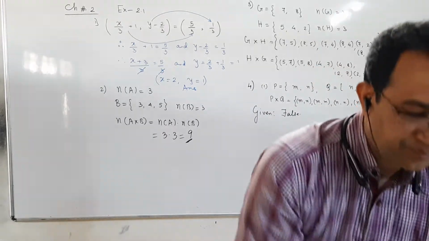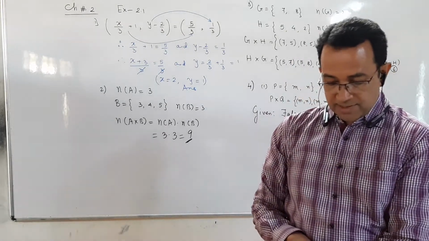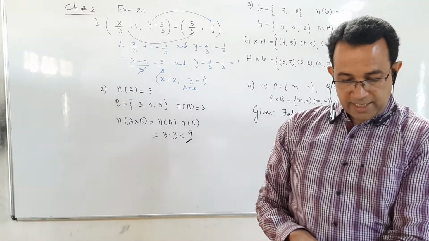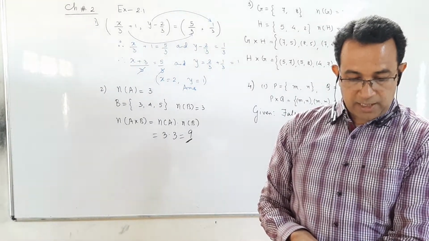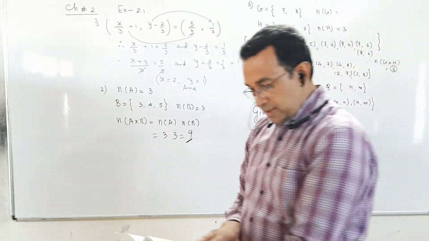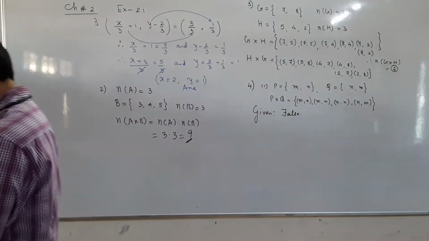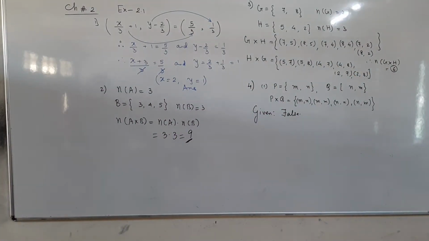Second statement, it reads as follows, students. If A and B are non-empty sets, then A cross B is a non-empty set of ordered pairs (x, y) such that x belongs to B and y belongs to A. This is false, students.